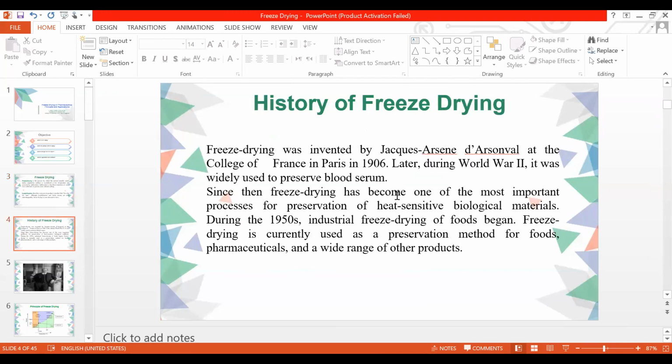Freeze drying was invented by Jacques Arsène d'Arsonval at the College of France in Paris in 1906. Later, during World War II, it was widely used to preserve blood serum because of the necessary requirement of a blood product at that time. Since then, freeze drying has become one of the most important processes for preservation of heat-sensitive biological materials. During the 1950s, industrial freeze drying of foods began. Freeze drying is currently used as a preservation method for foods, pharmaceuticals, and a wide range of other products.